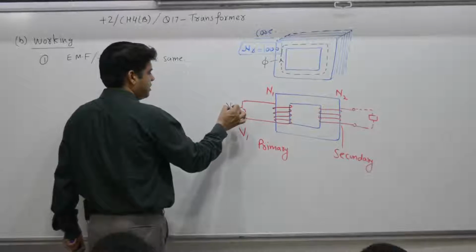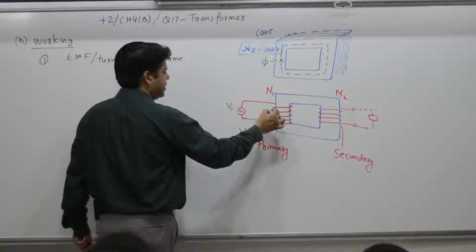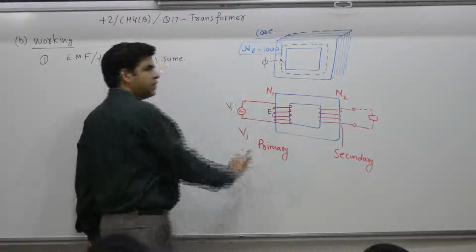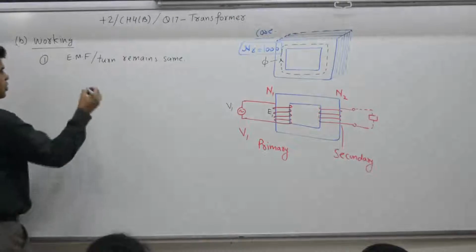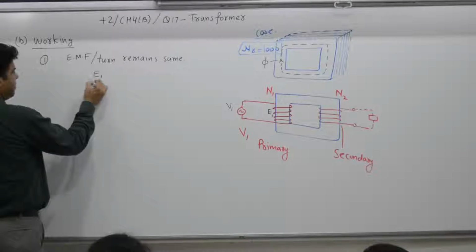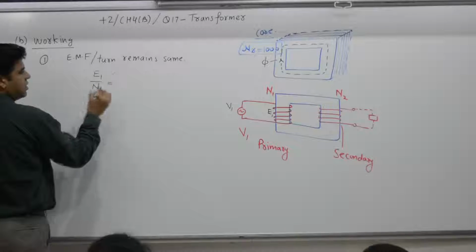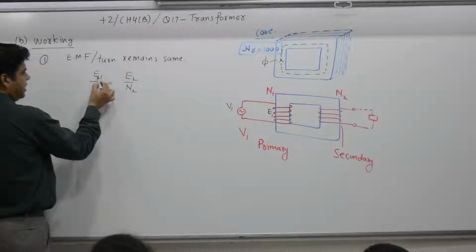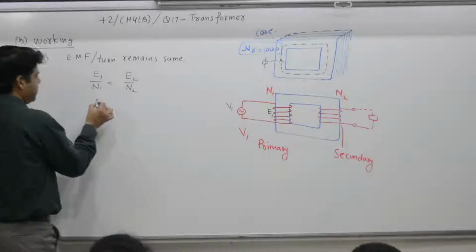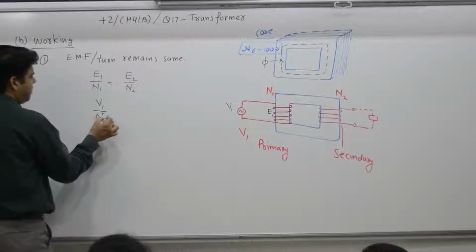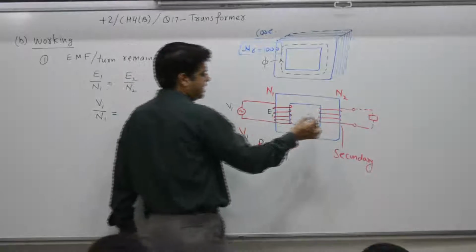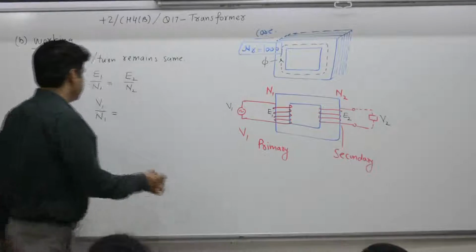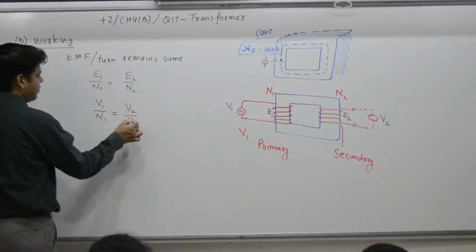Here applied voltage is V1 and EMF induced is E1. The two are in parallel. So whatever is the magnitude of V1 is the same as E1. So if you want to write it like this, E1 by N1 is equal to the EMF per turn in the secondary, E2 by N2. E1 is equal to what? V1. V1 by N1. Suppose in the secondary EMF is E2, voltage is V2, then it is V2 by N2.